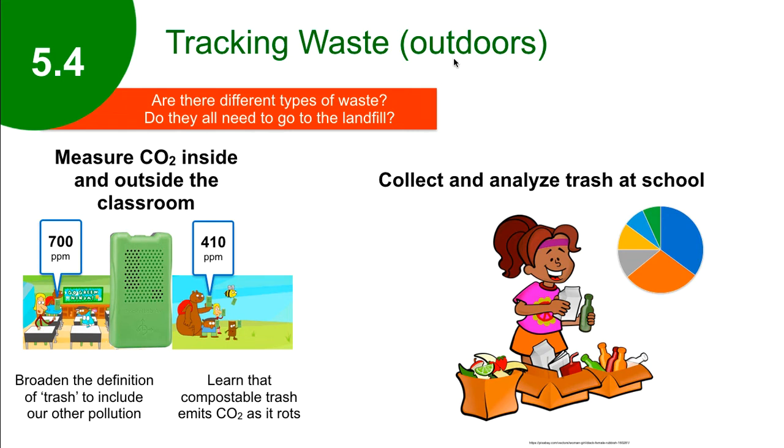We're going to spend some time outdoors. We'll ask, are there different types of waste, and do they all need to go in the landfill? While we're outside, we'll use our Pocket Lab Air devices to compare the level of CO2 in our classroom to the outdoors. Part of our goal is to broaden the definition of trash to include all the other pollution we give off, but we'll also learn that compostable trash emits CO2 as it rots. But the centerpiece of our lesson is we're going to go on a schoolyard trash cleanup. We're going to collect and analyze all the trash we can, thinking about where it could go besides the landfill.